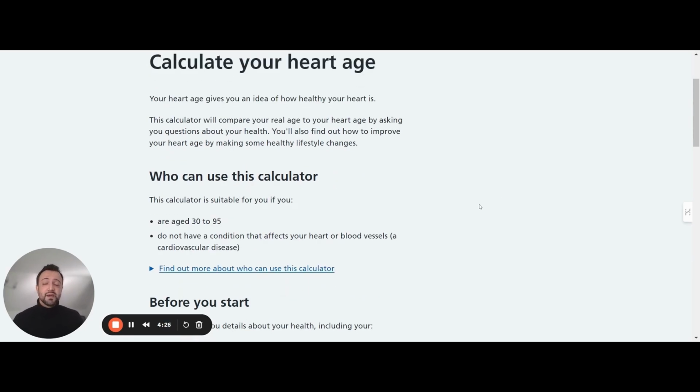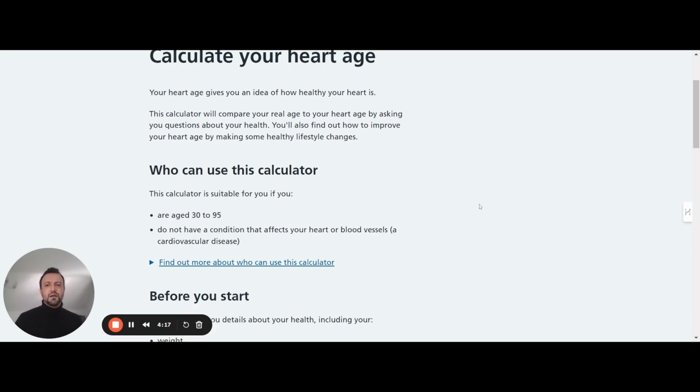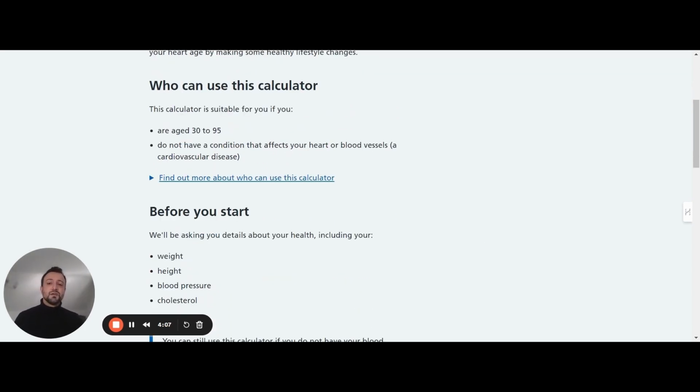It works by asking a few routine questions, takes maybe 3 or 4 minutes to walk through, and gives you a good idea of what your cardiovascular system health and status is like. It works for people over the age of 30, and it's not to be used if you already have an established condition that affects your heart or your blood vessels.